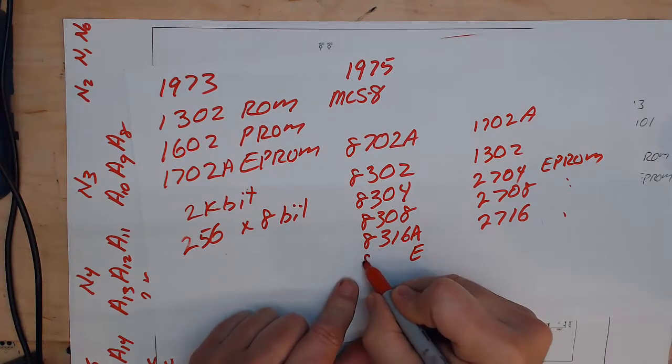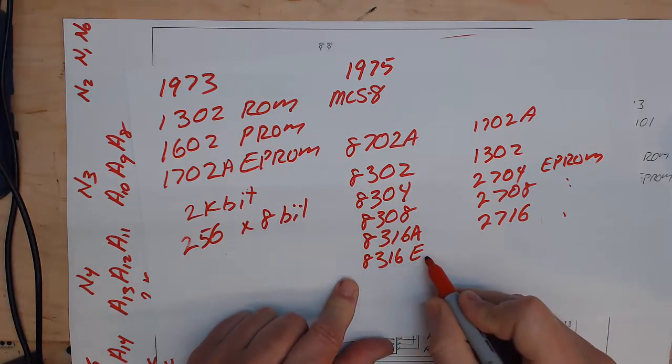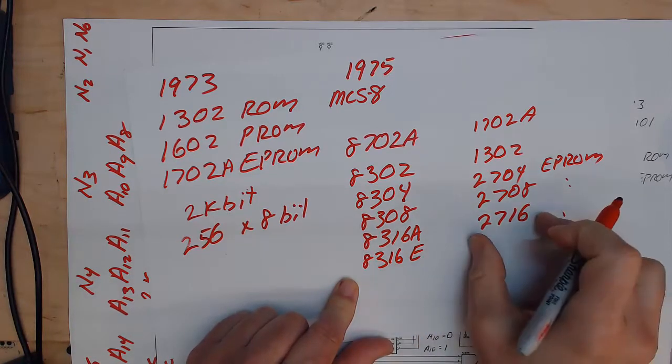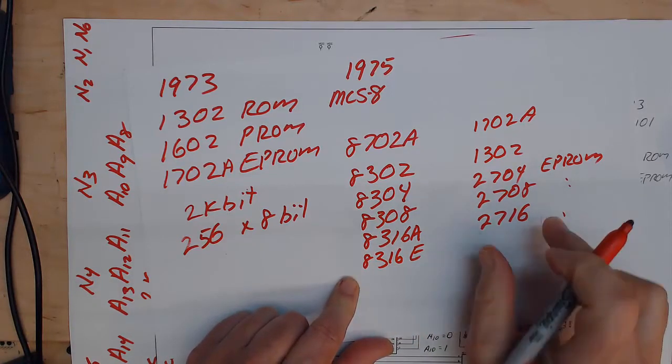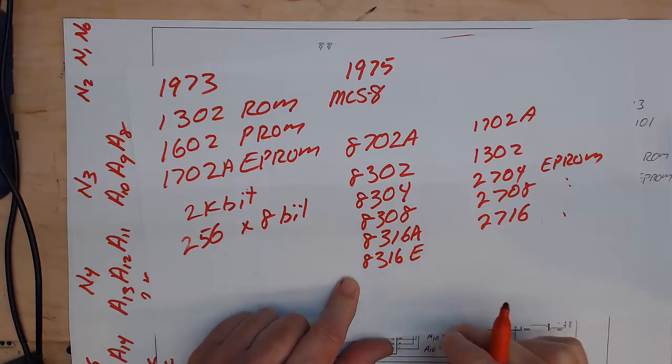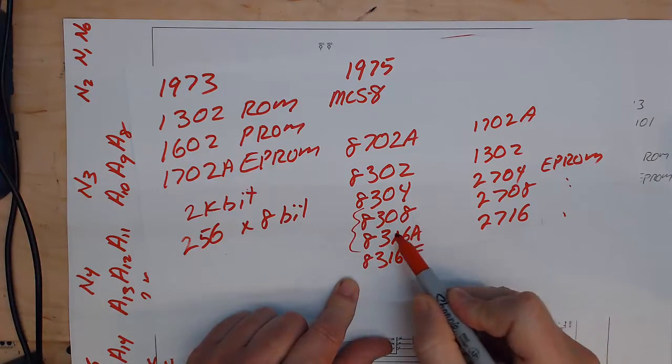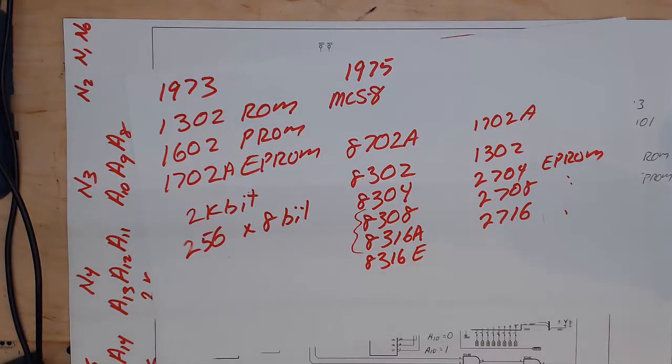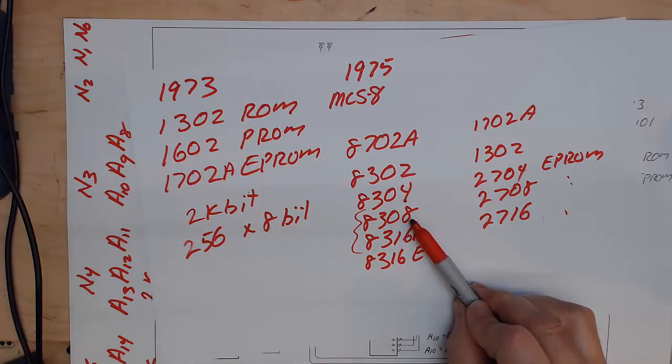So an 8316E was, you could plop that out and put in the 2716, where the 8316A you could not. So what made this 8308 and the 8316A completely unique at the time? Well, Intel thought we can really simplify systems if we build the address decoder into this chip itself.